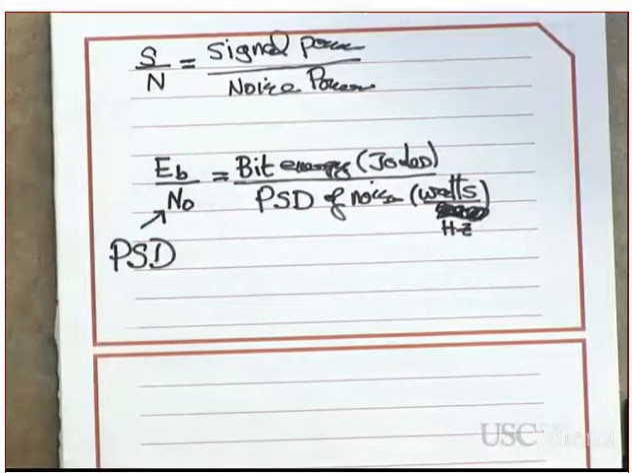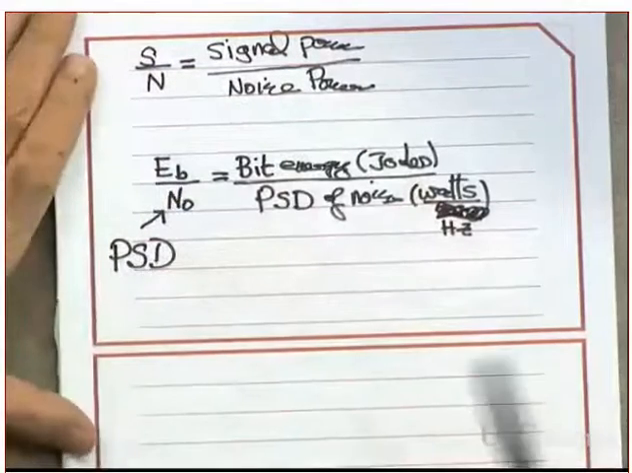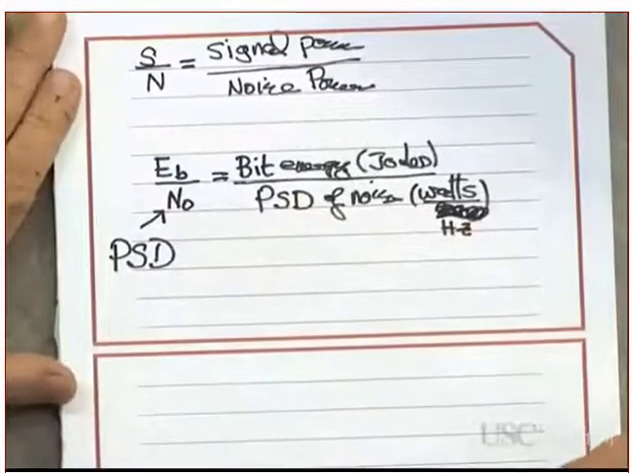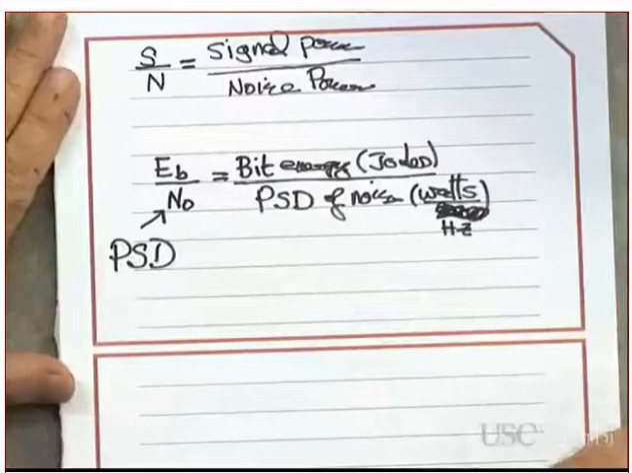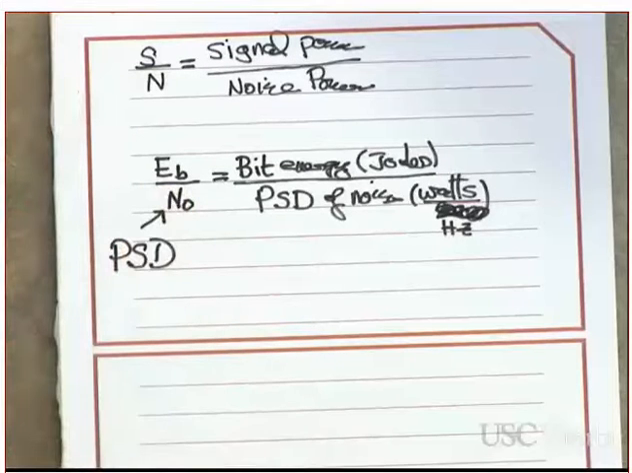Are they the same? In other words, are they equal? They are not equal. Let's see what they are. Now, which one will I be interested in when evaluating the performance of modulation techniques? I will be interested in EB over N0 because I'm going to be interested in digital modulation. And when you talk about digital modulation, you are talking about bit energy, bits. Yes or no?